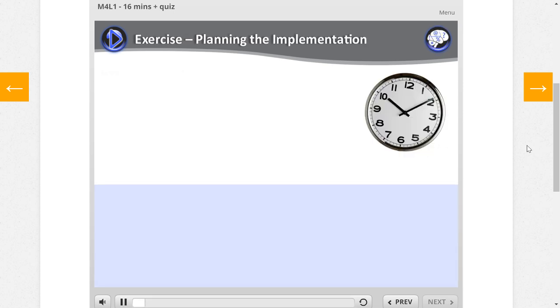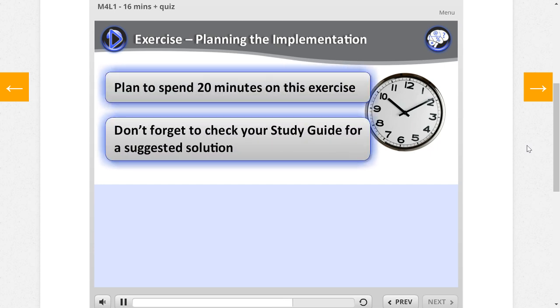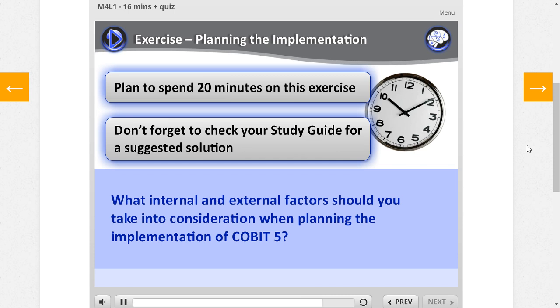You will understand by now that COBIT offers much useful advice and guidance for the governance and management of enterprise IT. The guidance provided by COBIT is just that, guidance. Each enterprise must use that guidance to develop an implementation that is appropriate to their specific needs. Let's start this lesson with an exercise. Aim to spend 20 minutes on this exercise, and don't forget to check out your study guide for a suggested solution. What internal and external factors should you take into consideration when planning the implementation of COBIT 5?